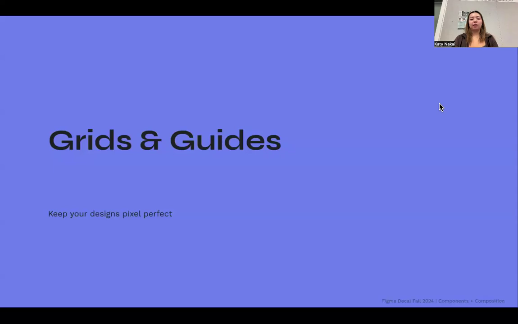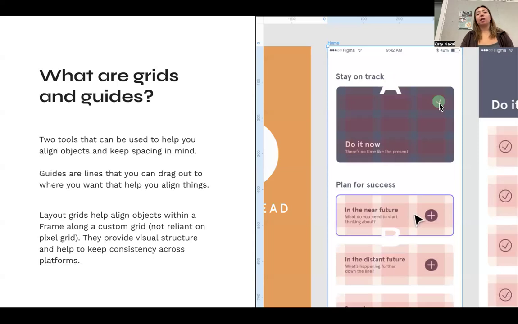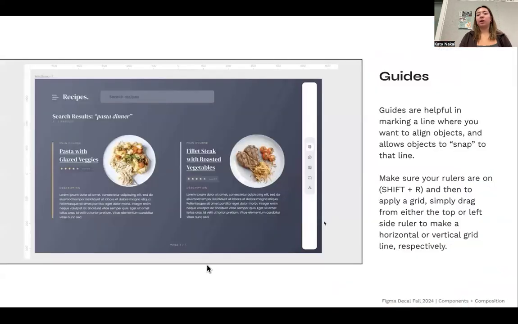There are also grids and guides that you can utilize in your designs. These are two tools that help you with aligning and spacing things as you create a design. Guides are lines that you can drag out wherever you want, kind of like a ruler. Layout grids help you align objects, and you can customize the grid to whatever spacing you want.